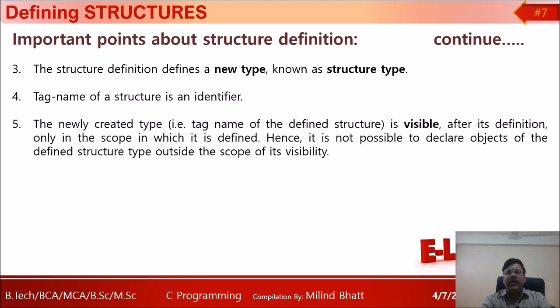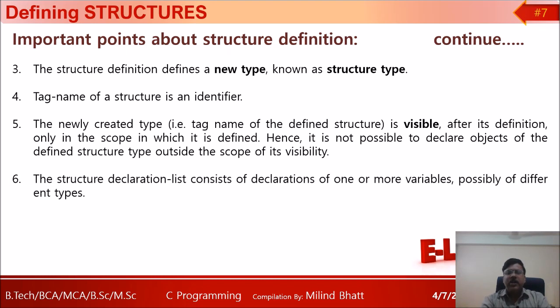A newly created type is visible after its definition only in the scope in which it is defined. That means where we are defining a structure, it will be visible only in that particular block of code, not beyond it. Hence, it is not possible to declare objects of the defined structure outside the scope of its visibility.